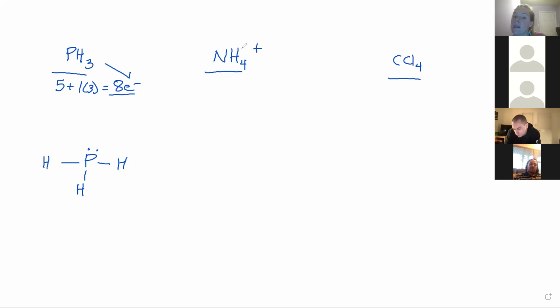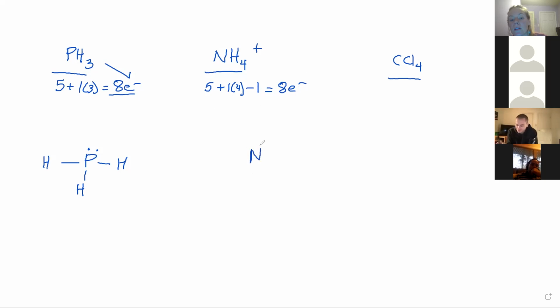NH4+, this is a polyatomic ion. Nitrogen brings 5 electrons. Hydrogen brings 1 electron, and there are 4 of them. There's a plus. The plus really means minus. We want to subtract 1 electron, right? So this has 8 electrons. If you did 10 electrons, it's going to get you into trouble. You're going to have a hard time figuring out where they go. So we have 8 electrons.